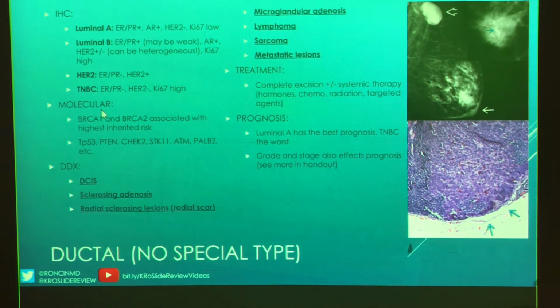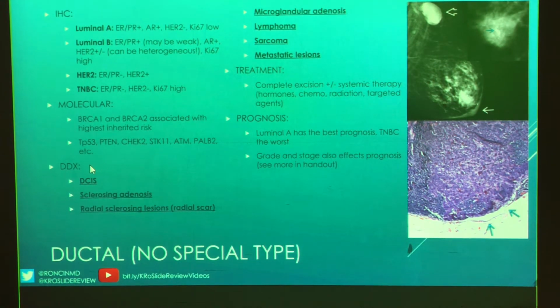This is just a smidgen of the molecular that can go on with these tumors. So obviously BRCA1 and 2 are your most important, the highest increased risk of developing cancer over a lifetime, but don't be afraid to run molecular to check for all these other things.